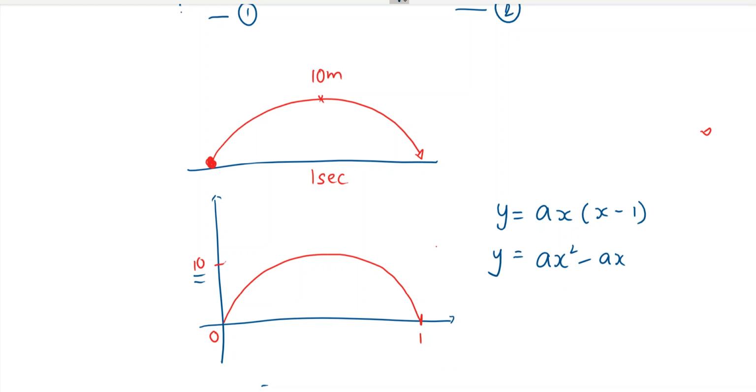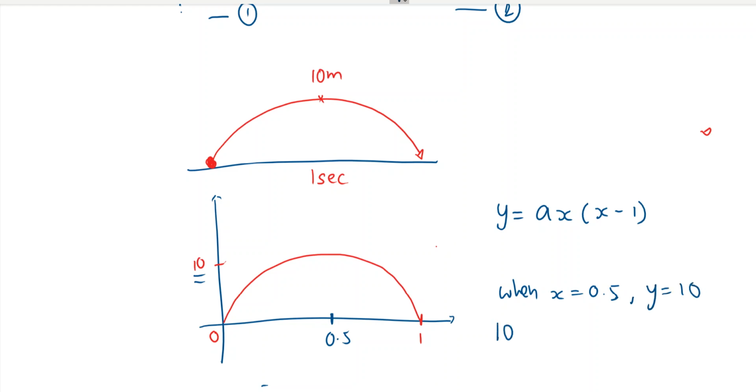And then how do we find what a is? You also have to remember that a quadratic graph is symmetrical, so the highest point will always be in the middle of the two roots, so this will be 0.5. Now I put in x equals 0.5, or rather, you should be using this equation instead. y is equal to 10.